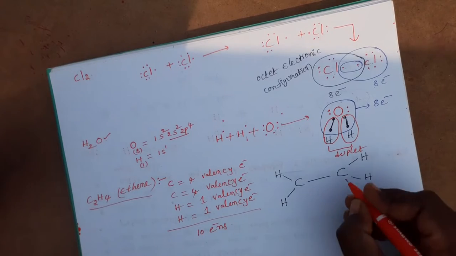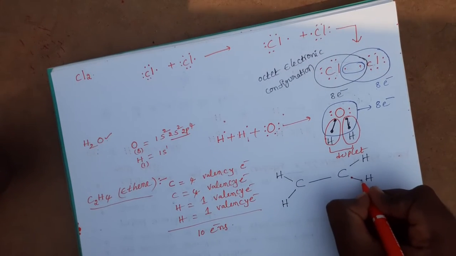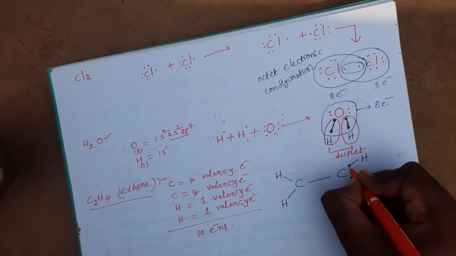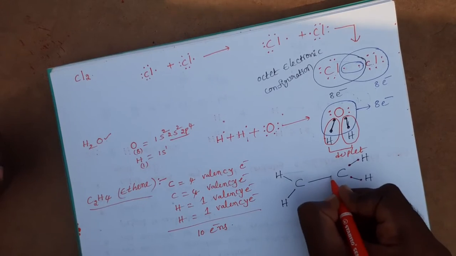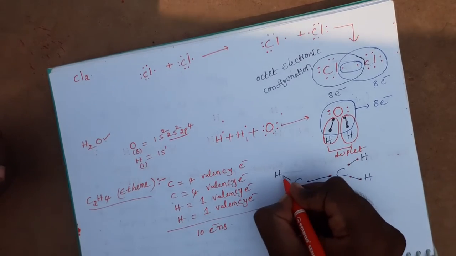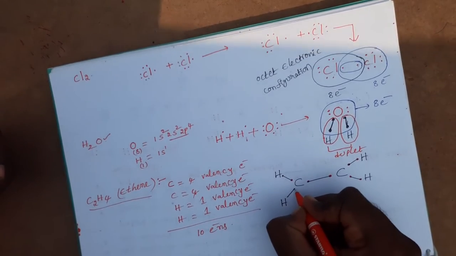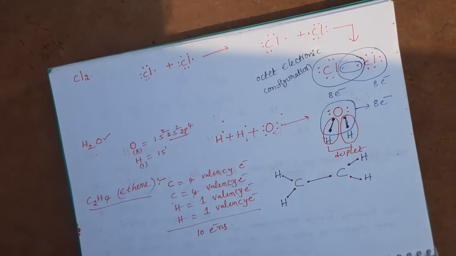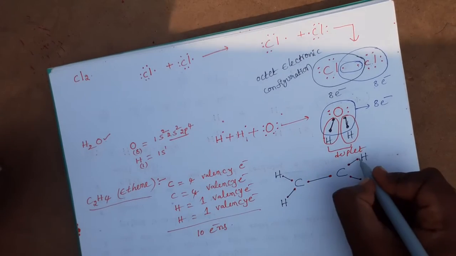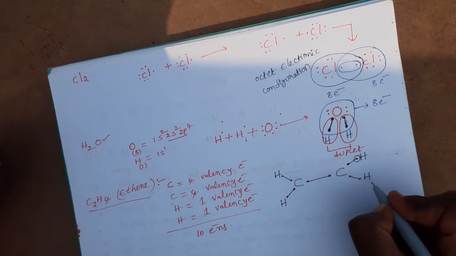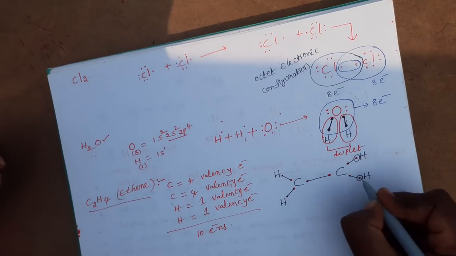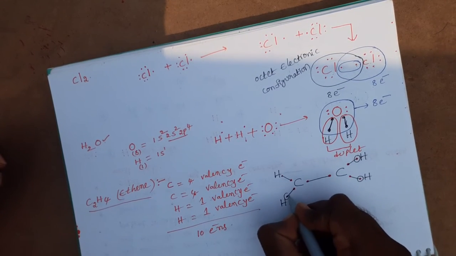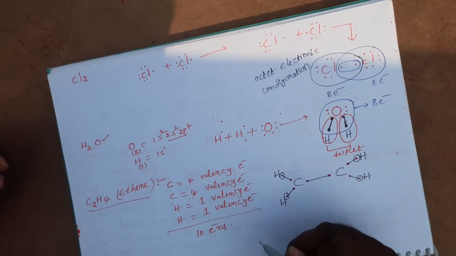See children here, 1, 2, 1, 1, 1, 1. See, first this electron belongs to hydrogen. This electron belongs to hydrogen. And this electron belongs to hydrogen. This electron belongs to hydrogen.